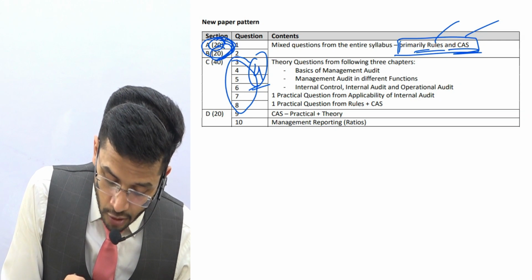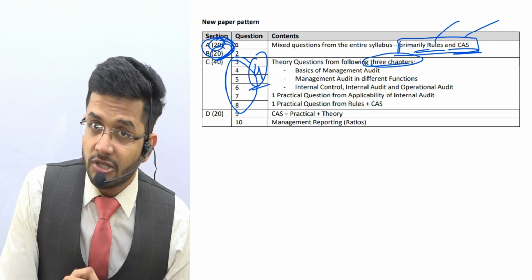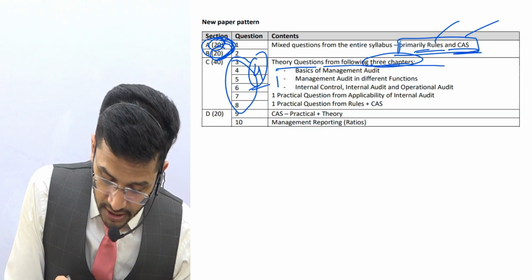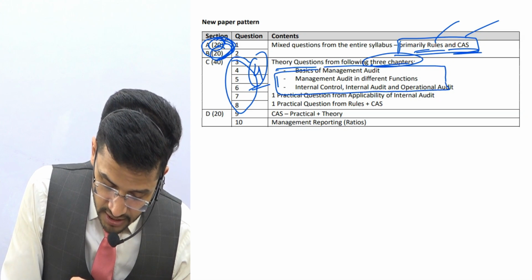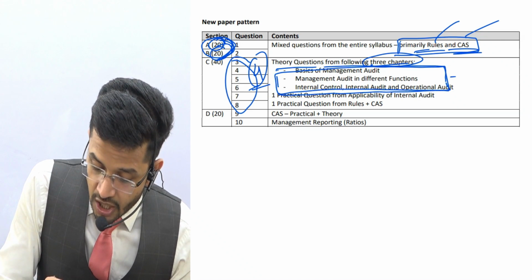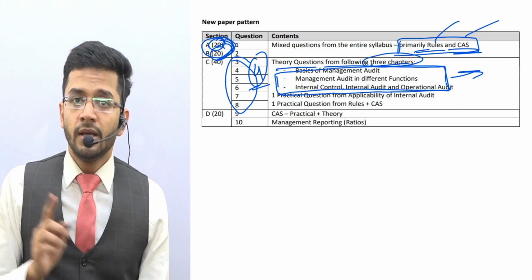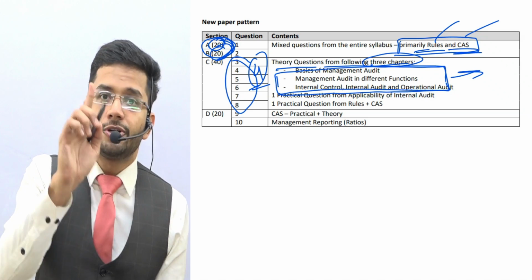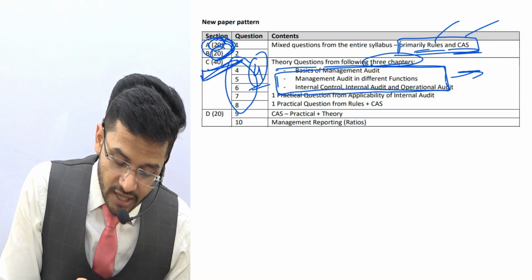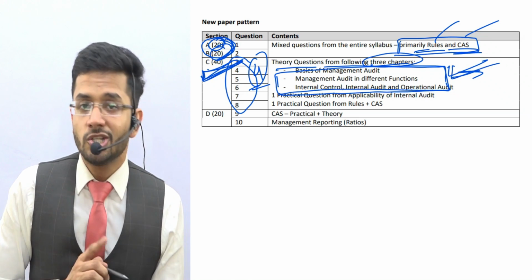These questions were from 3 theoretical chapters, which are basics of management audit in different functions, internal control, internal audit, operational audit. So these 3 chapters are very, very important with respect to section C, because section C would definitely contain questions from these 3 chapters.